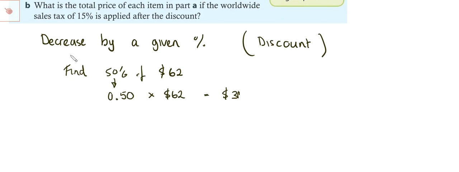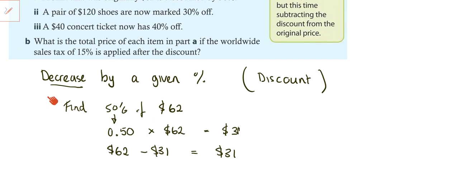And then I said, because it's a decrease, which is a subtraction, not an addition process, we are now going to do $62, subtract the $31, and we end up with the answer $31. Okay? I'm not going to ask for anyone that did the more advanced method just yet. I've seen a couple. How do you feel about that now? Okay? All right, let's just do the second one.